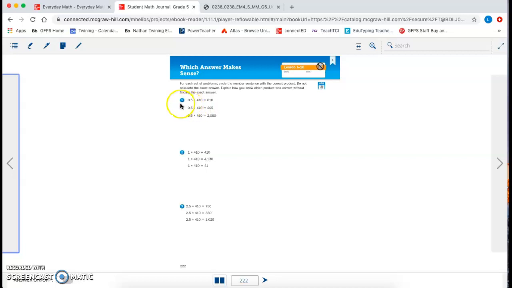So now that I already did 1 for you, you'll have to go through 2 and 3. Make sure that you do circle this middle one and write a description how you knew that was the right answer.